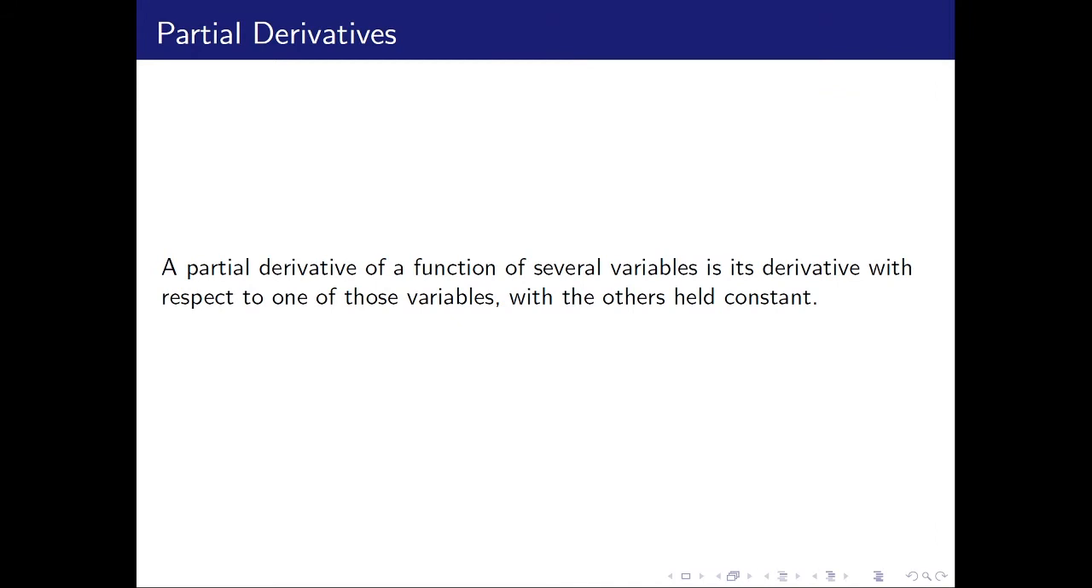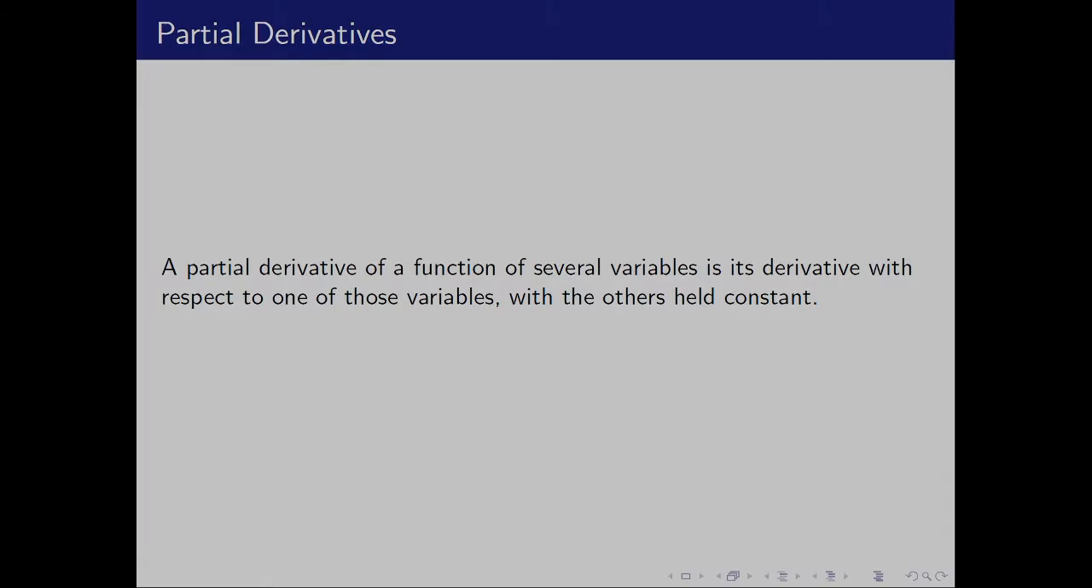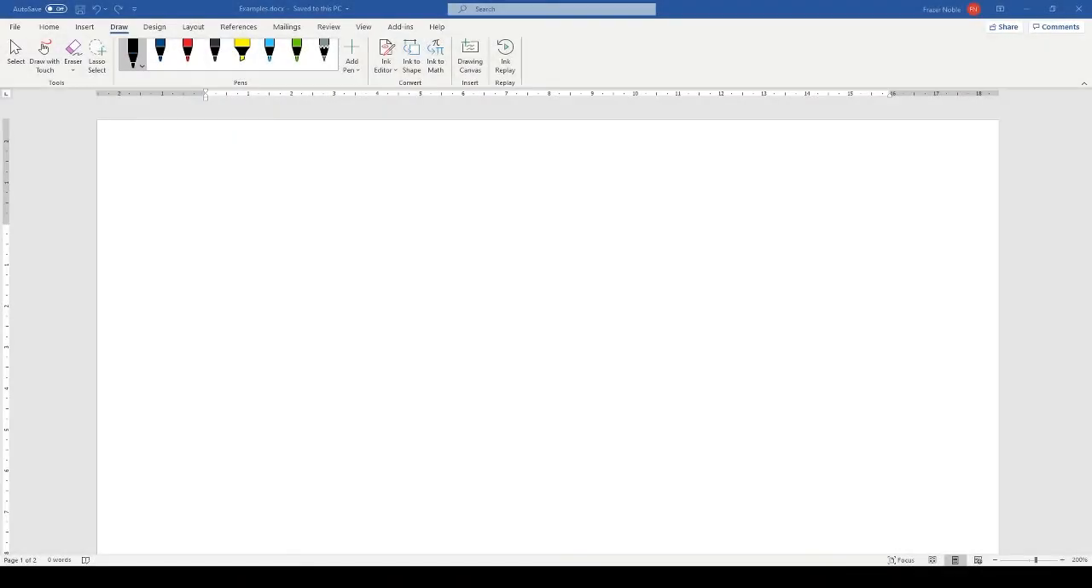Let's get started. Okay, so what is a partial derivative? Well, a partial derivative of a function of several variables is its derivative with respect to one of those variables while the other variables are held constant. Okay, let's look at an example.